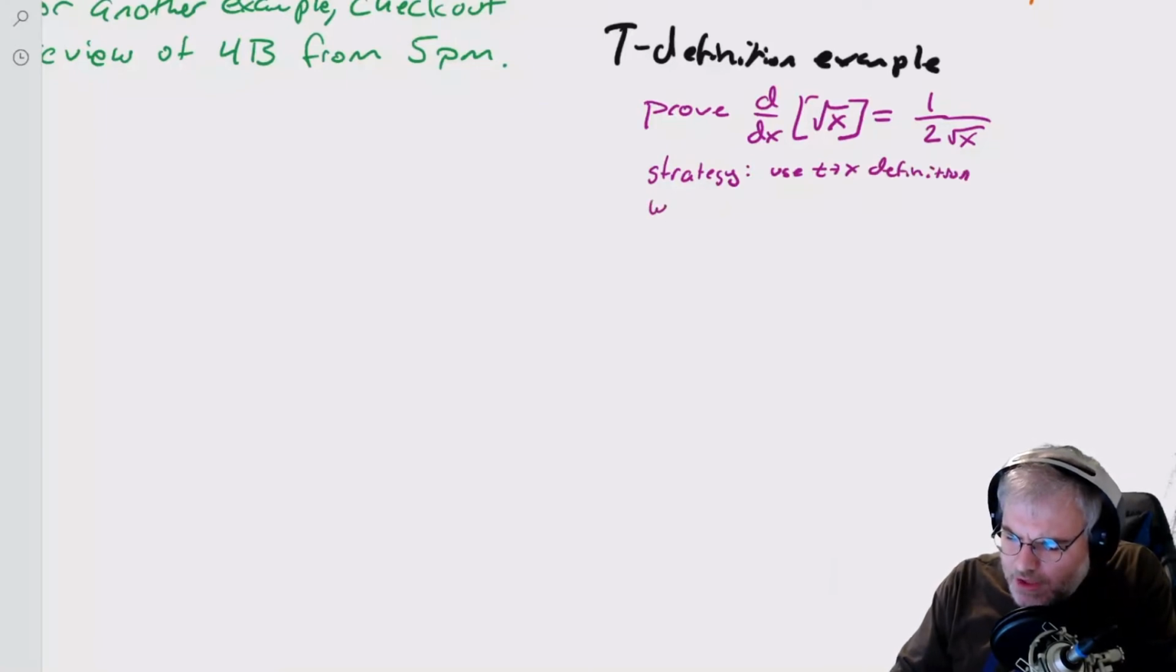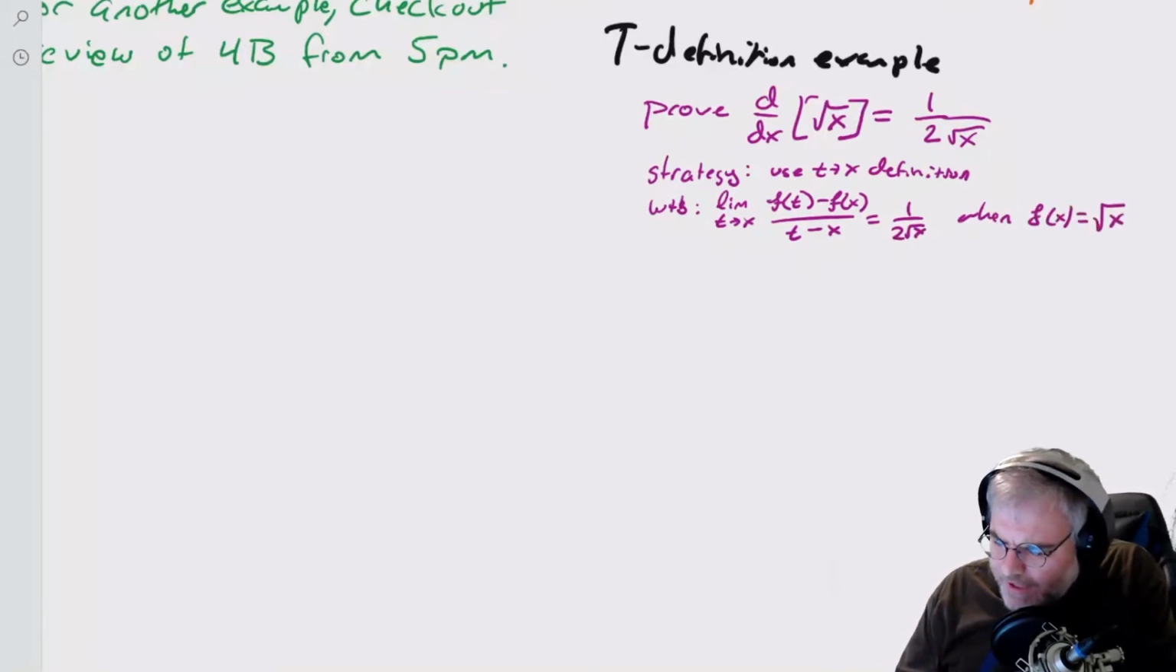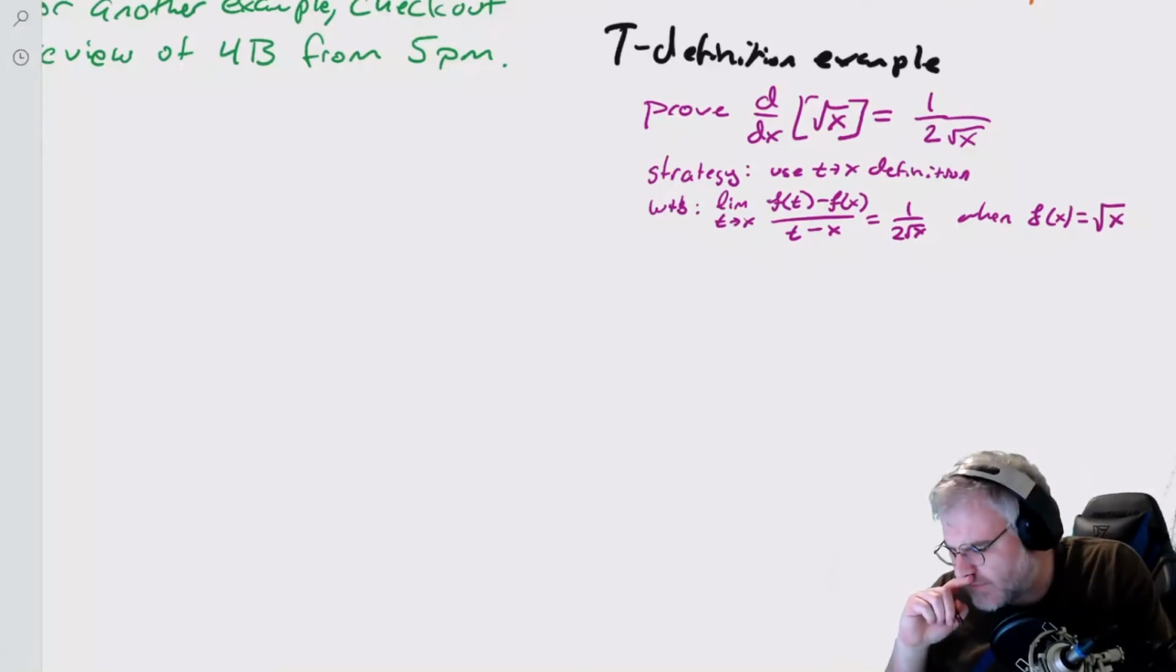And I want to show that the limit as t goes to x of f of t minus f of x over t minus x equals 1 over 2 root x when f of x equals the square root of x. Okay? Now I'm going to be very careful here.